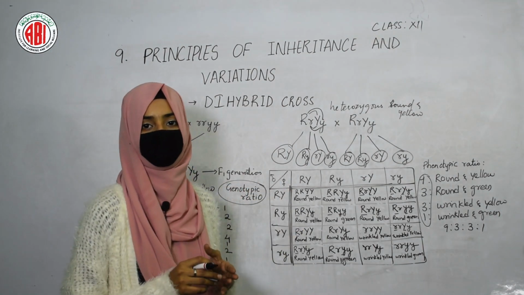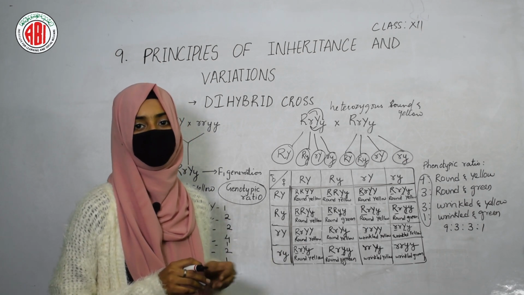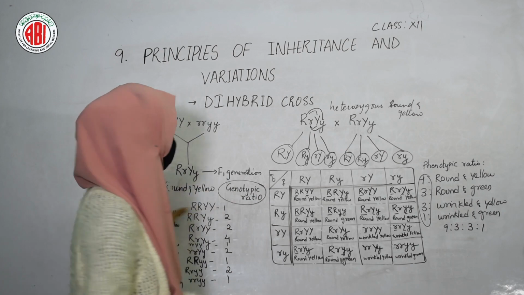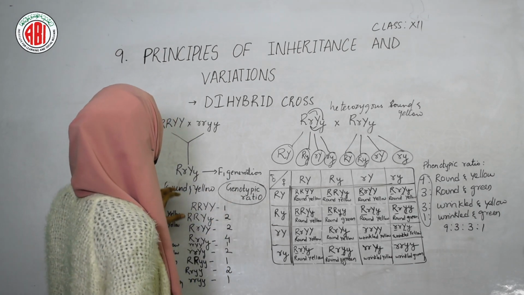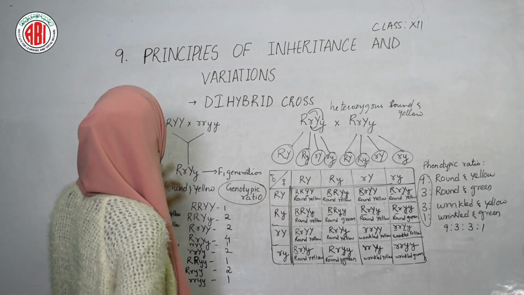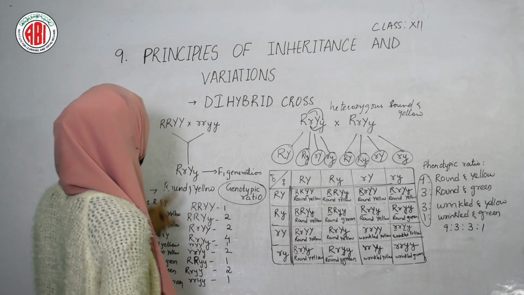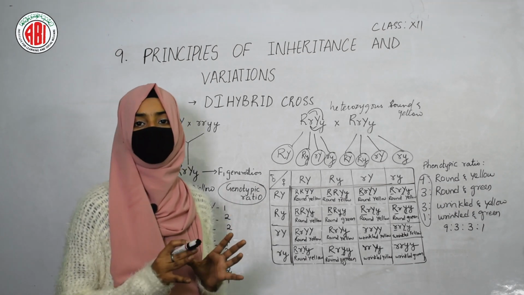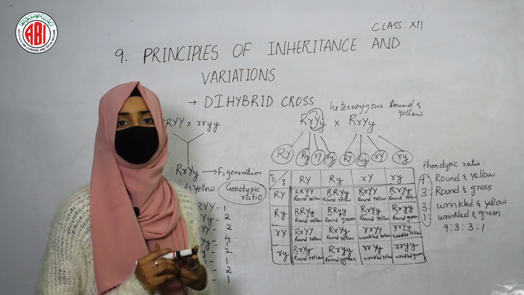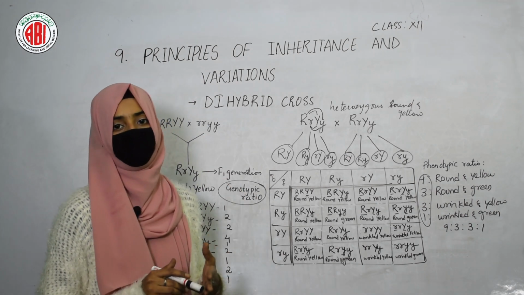To calculate the genotypic ratio, we need to see the different genes that are shown by the different offsprings in the F2 generation. Here, capital R and capital Y are the genes that are present in only one plant. If the plant contains the same alleles, then these plants are called homozygous, and if they contain different alleles in a gene, then these plants are called heterozygous.